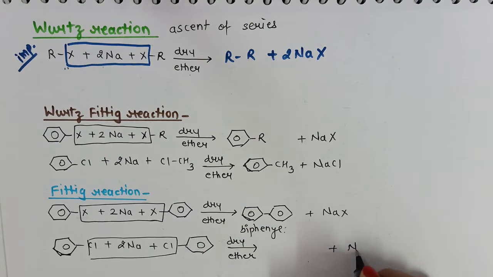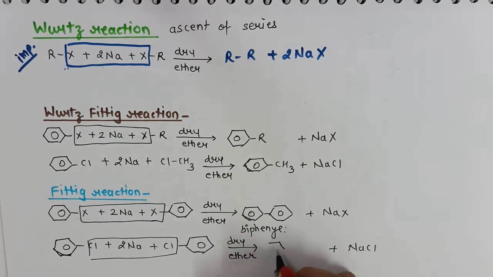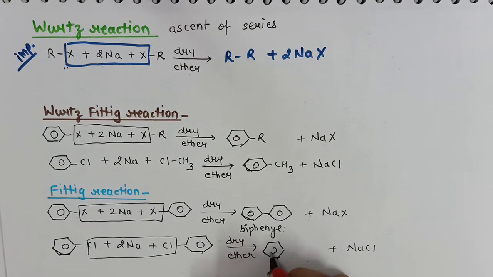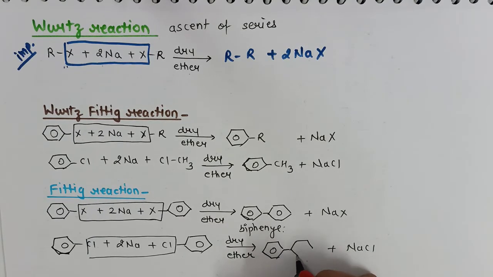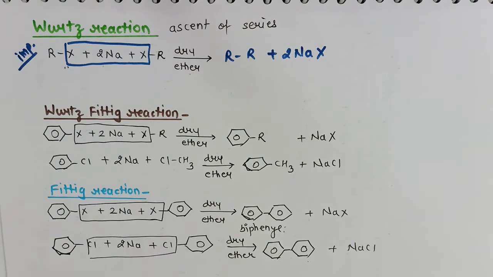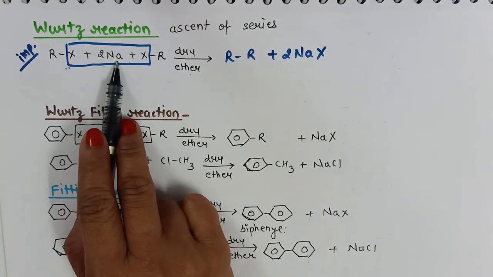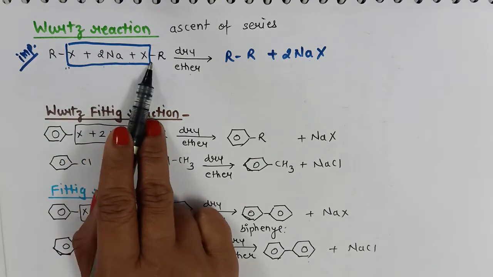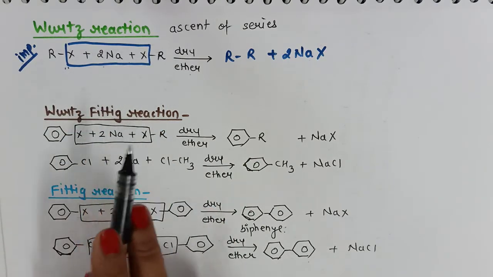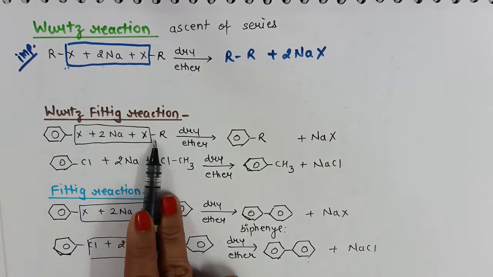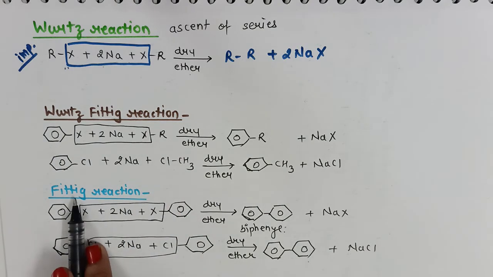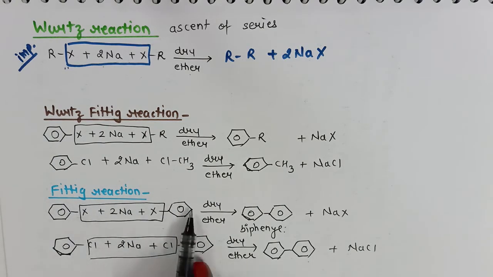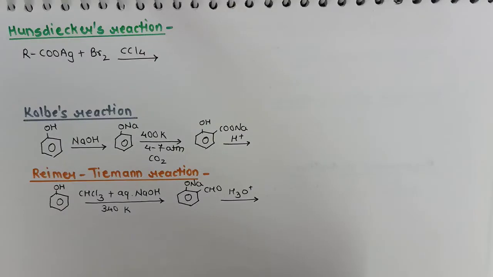Sodium chloride will be the byproduct along with the formation of biphenyl. So Wurtz-Fittig and Fittig reaction, they are near about the same. In Wurtz reaction, we are using 2 moles of haloalkane. In Wurtz-Fittig, we are using 1 mole of haloarene and 1 mole of haloalkane. Whereas in Fittig reaction, we are using 2 moles of haloarene.